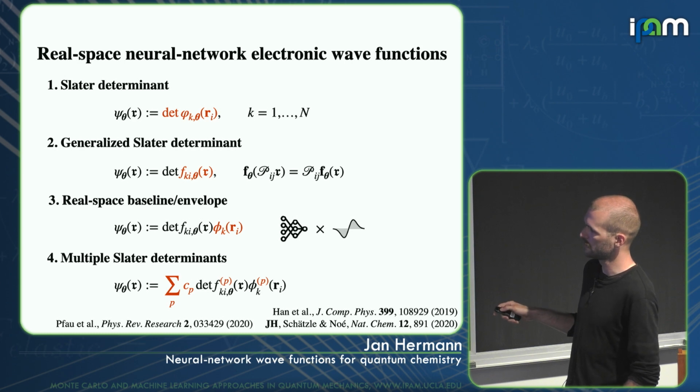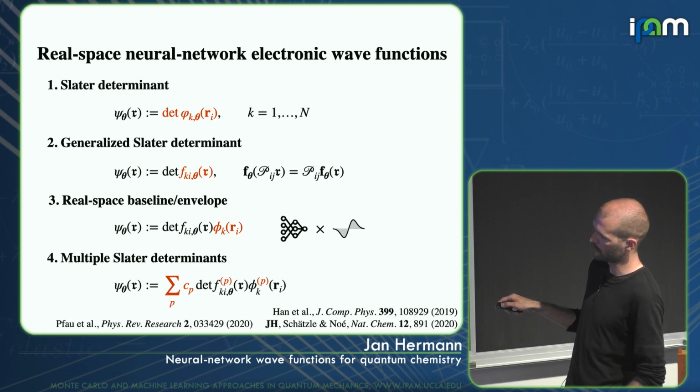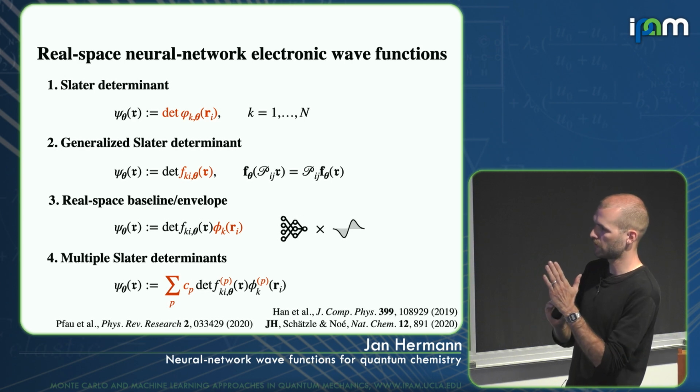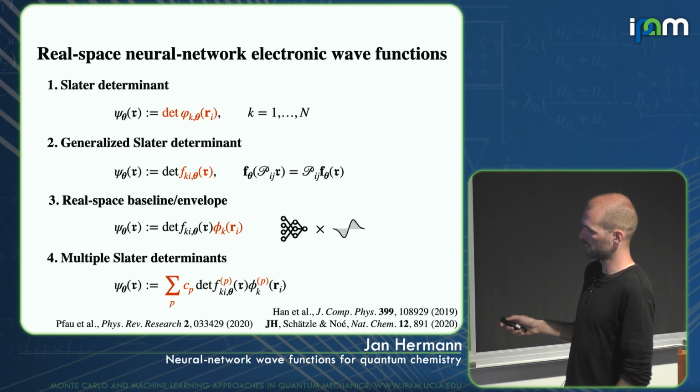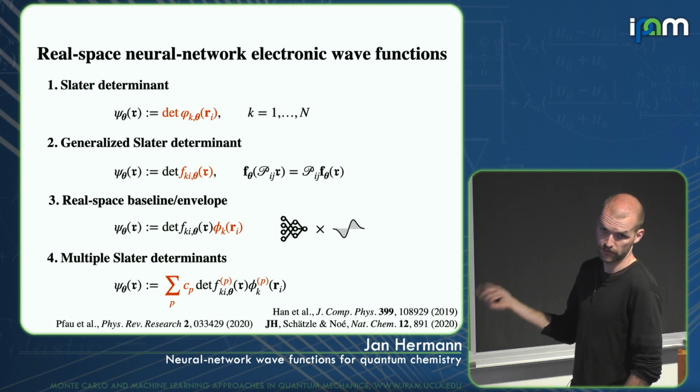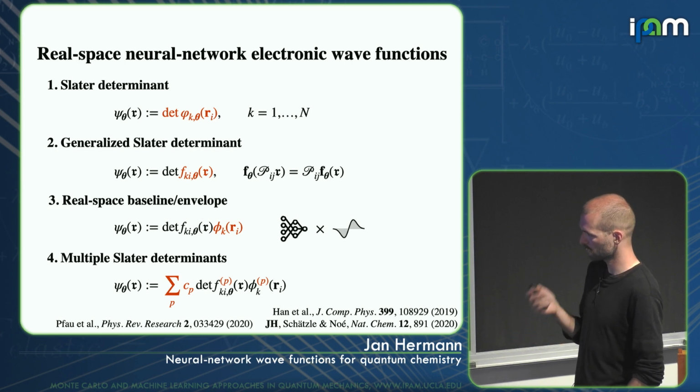The only thing I need is that if my neural network outputs the whole matrix that goes into the determinant and takes as an input all the electron coordinates, then if I swap two electrons, the rows or columns of the matrix swap accordingly. And as long as that holds, then the determinant will be antisymmetric with respect to exchange.